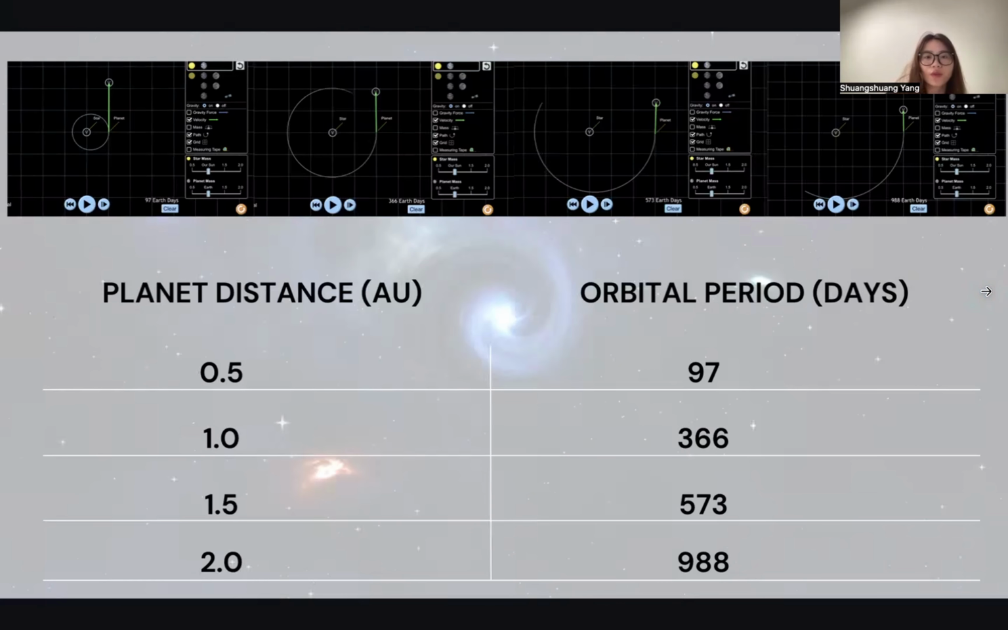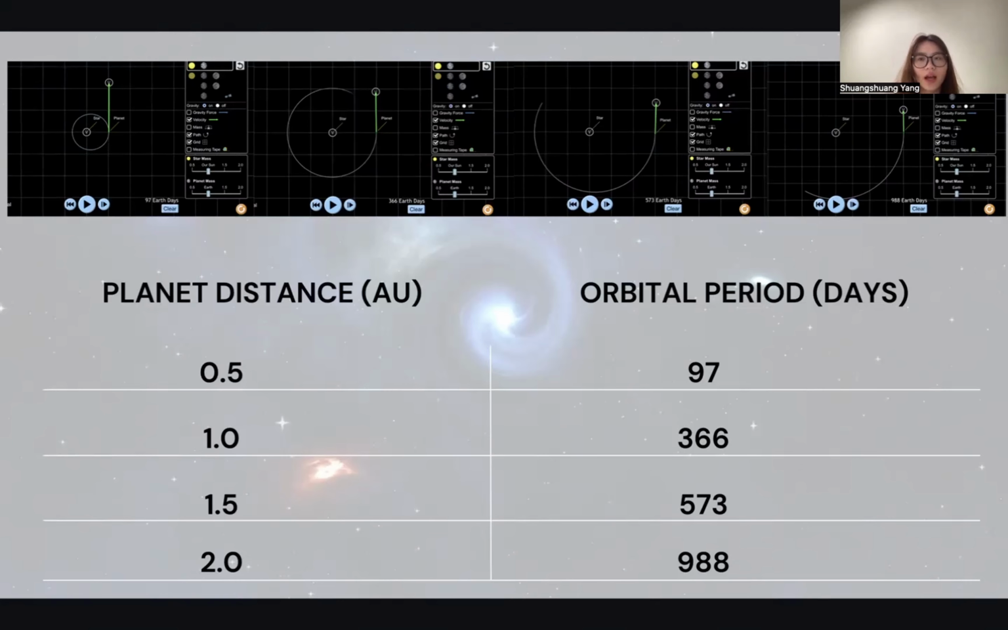For questions 12 to 14, I tested 4 different orbital distances and adjusted the velocity each time until the orbit was as close to circular as I could. At 0.5 AU, the orbital period was 97 Earth days. At 1 AU it is 366. At 1.5 AU it is 573. And at 2 AU, the orbital period was 988 Earth days.